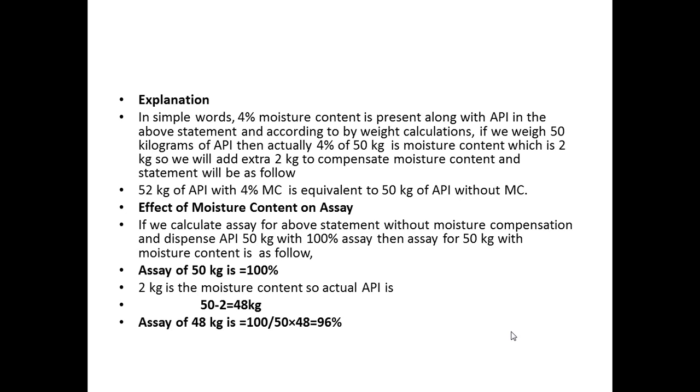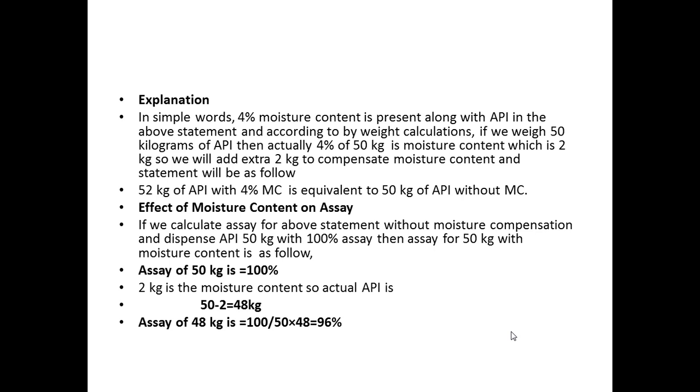And according to the by-weight calculation, if we weigh 50 kg of API, then 4% of 50 kg is moisture content, which is 2 kg. So we will add the extra 2 kg to compensate for moisture content, and the statement will be as follows. So our amount will be 52 kg. 52 kg of API with 4% moisture content is equivalent to 50 kg of API without moisture content.